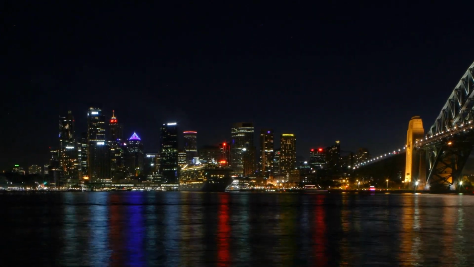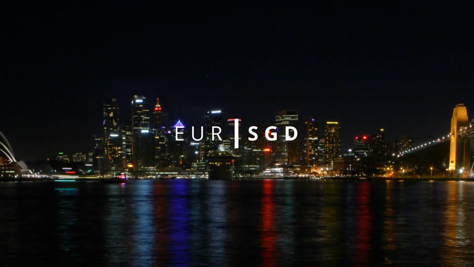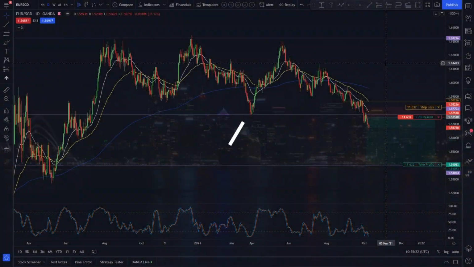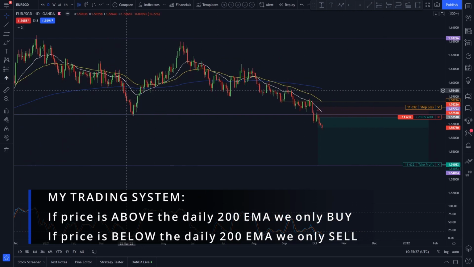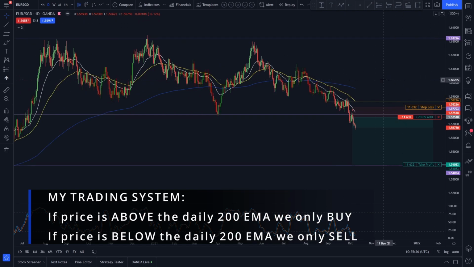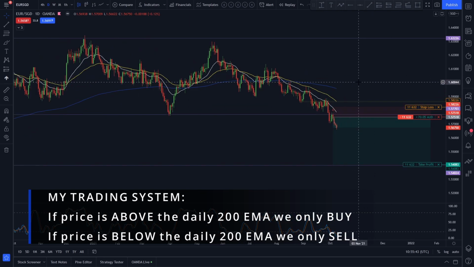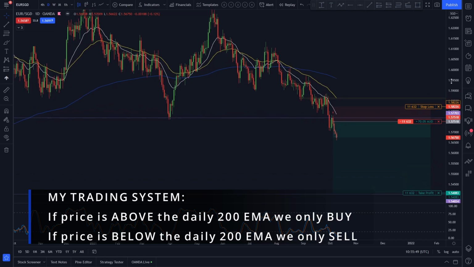Now today's pair is Euro Singapore, and Euro Singapore is trending down nicely. A little bit about my trading system. If the price is above the 200 EMA, which is the blue line there, I'm only looking for long positions. If price is under the 200 EMA there, I'm only looking for short positions. And that's how systematic I am. Regardless of where price is, I will be trading above or below the 200 EMA according to that.